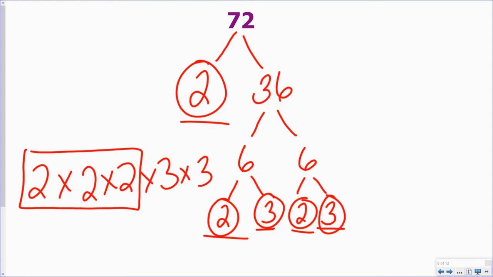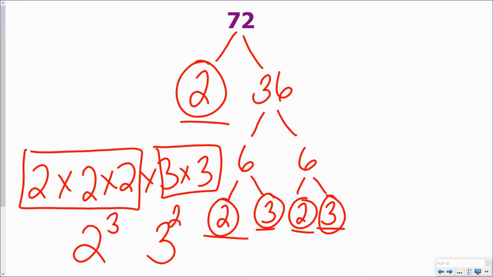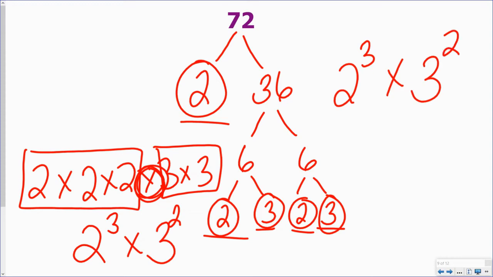So right here I have groups of 2. How many 2's do I have? I have 3 of them. So again, I'm multiplying my 2 by itself 3 times, which can be written as my base of 2 and my exponent of 3. And then I have 3's here. I have 2 3's, so I can write it as a base of 3 with an exponent of 2, and they are being multiplied together. So my prime factorization of 72 is 2 to the third power multiplied by 3 to the second power.